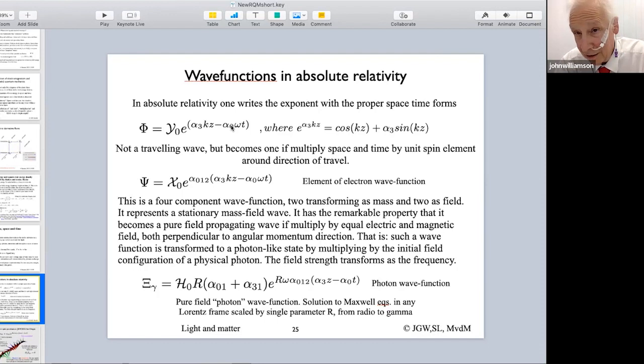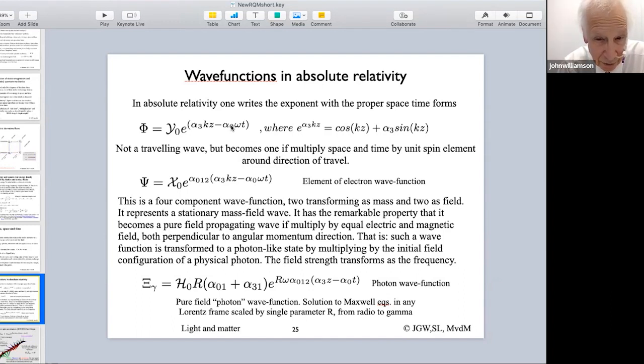However, by not complex number magic, but by the even more potent gamma matrix magic, Dirac Clifford magic, if you multiply this thing by a unit spin element along the direction of motion, in other words, if you introduce a unit spin element into the equation, literally, then magically the thing changes to a four-component wave function, two of which transform as mass and two of which transform as field. In other words, it looks very like an electromagnetic field with an electric field and with a massive pair, just as in quantum mechanics, just as in the Dirac equation, except here, the mass is now dynamical and not static. This represents a stationary mass field wave. It represents an element of the electron wave function.